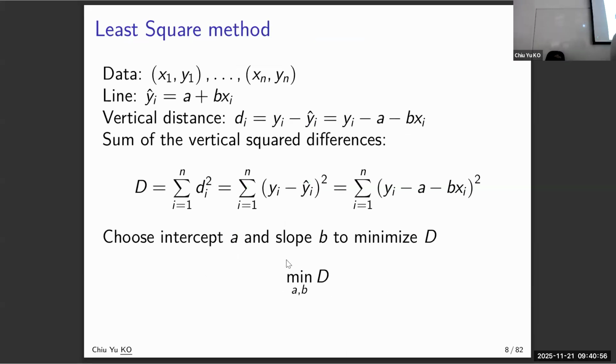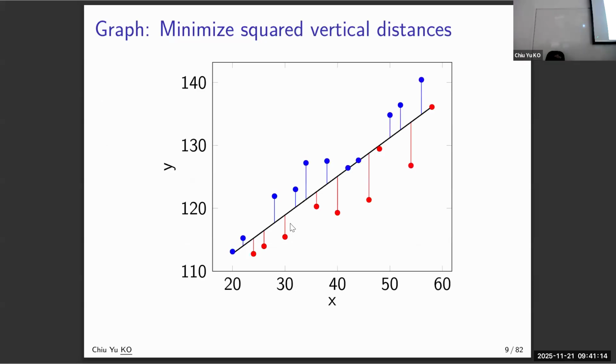Now, the very earliest attempt to draw a line is called the least squares method. That is minimizing the sum of the vertical distances between the points and the line. Represented in this graph, all the squared distances between the blue line and the red line, you try to minimize, and you will find one. Because of the square, this line must be unique, because this is a sum of squares.